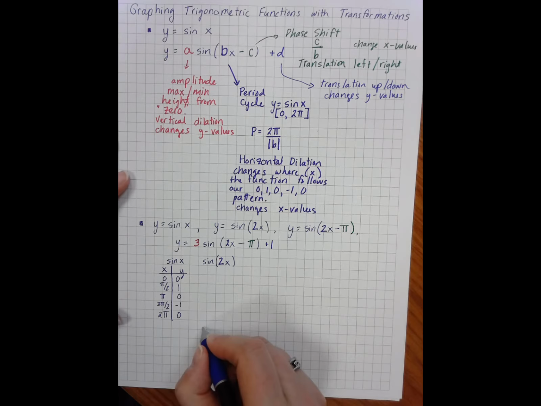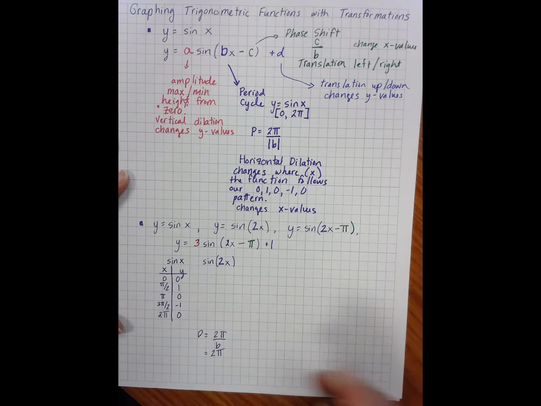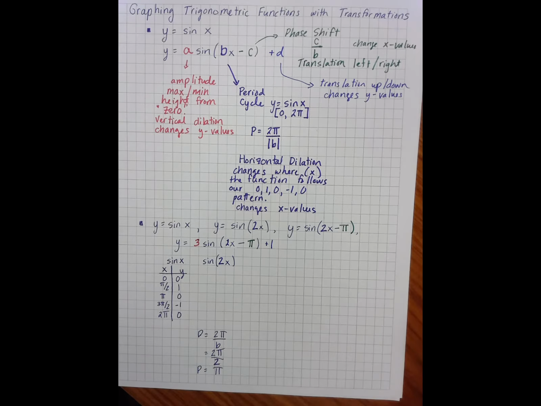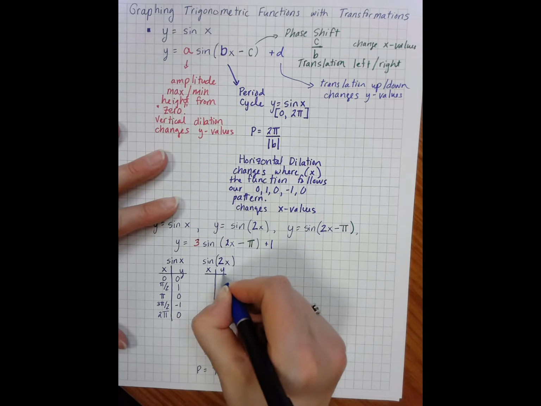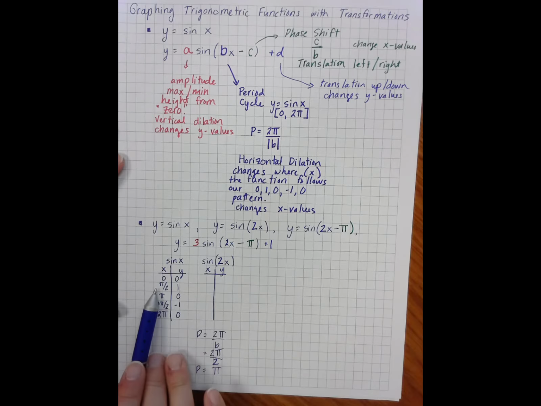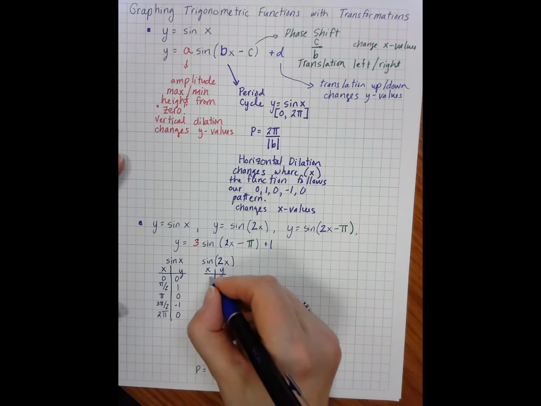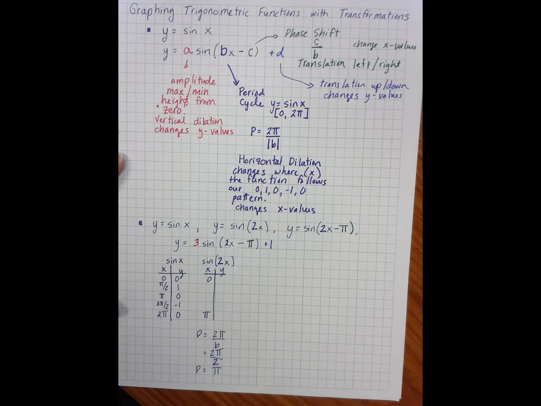And so I have that my period is going to equal 2 pi over b. But my b in this case is 2, which gives me a period of pi, which basically means that my x's, instead of going from 0 to pi to 2 pi, they're going to go from 0 to pi. That's one period this time. So instead of 0 to 2 pi, one period is going to be 0 to pi, one cycle.